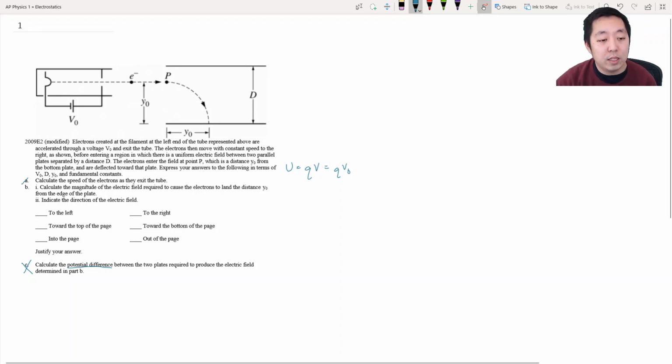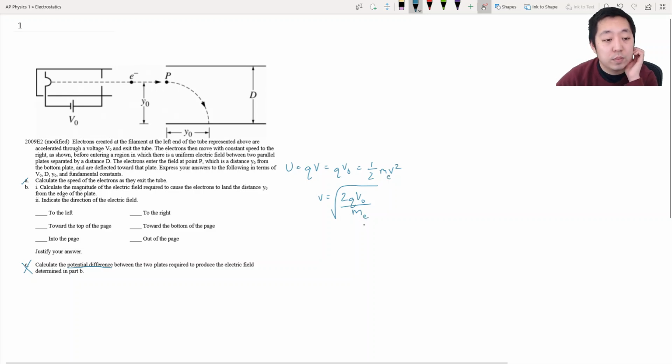So part A is calculate the speed of the electrons as they exit the tube. Well, this potential difference, which is basically a battery, imparted this much energy onto the electron, this QV naught that I told you. The kinetic energy of an electron is 1/2 mv squared. So the velocity that it exits with is v equals the square root of 2 q V naught over m, and by m, I mean the mass of the electron.